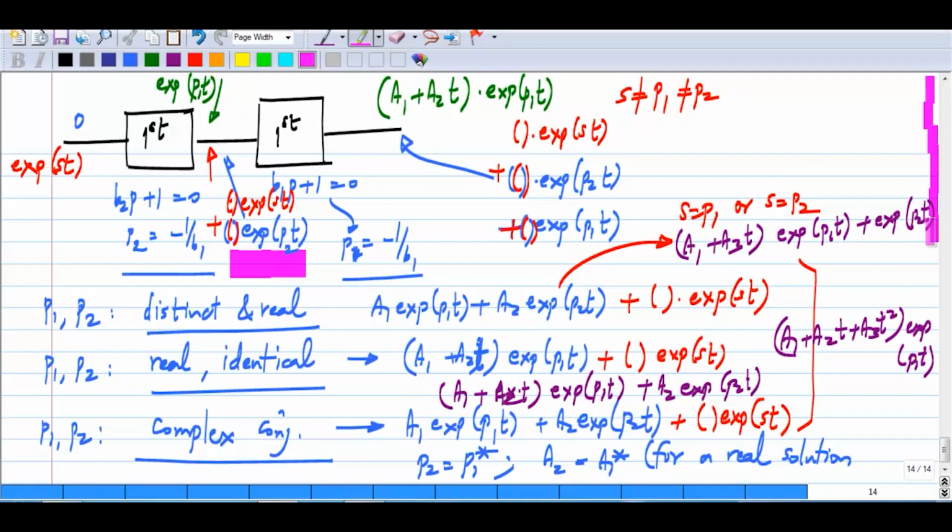Okay, but this should give you an idea of the nature of the solutions when you have a second order system. Mainly, you can have two separate exponentials with real frequencies P1 and P2, or you can have A1 plus A2t times exponential P1t, and finally you can have this case where you have complex conjugates which will eventually add up to some sinusoids.